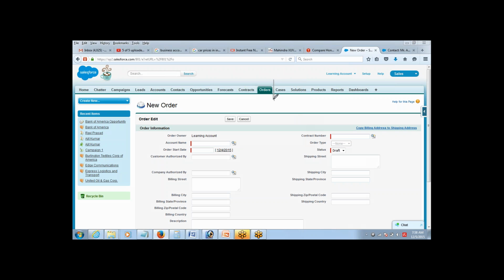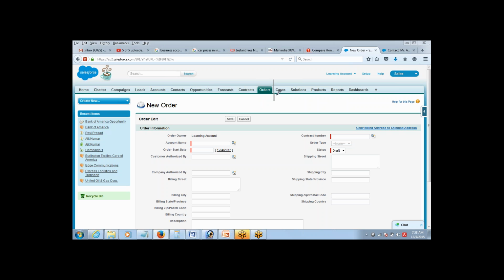This is where the sales part is. Yep. So the contract number, the lookup on the right hand side, will it be filtered based on the account name? Yes, if you fill in the account name first. Okay.